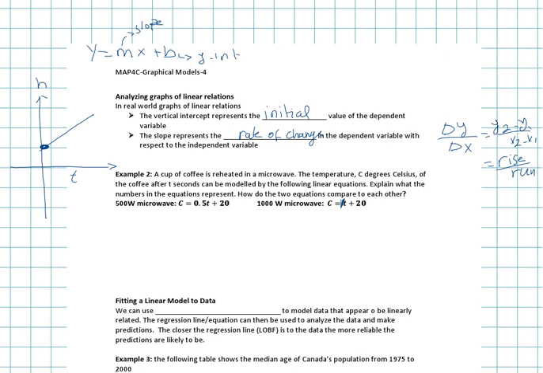The slope of the second equation is higher than the slope of the first equation. Okay? So let's write down what I want you to write down. I'm gonna type it.